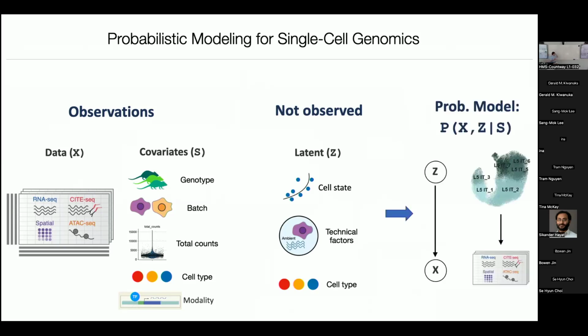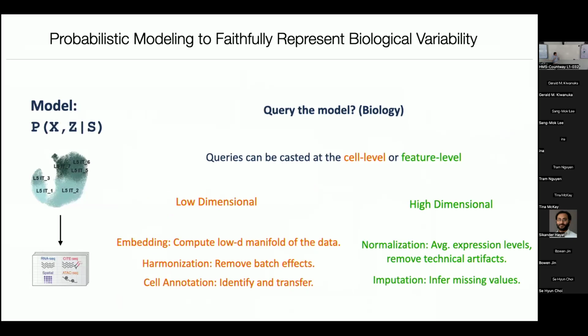And the way we are going to do it is taking a probabilistic description. We are going to infer this C, this latent representation, given the observed data. And again, these are actually layer 5 IT cortical neurons, and this is actually how the embedding of these cells looks, given the observed data. So if we achieve a probabilistic description of the data, this probabilistic description will allow us to infer or query our model at many different levels.